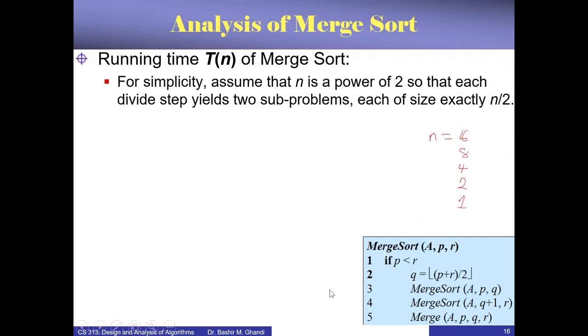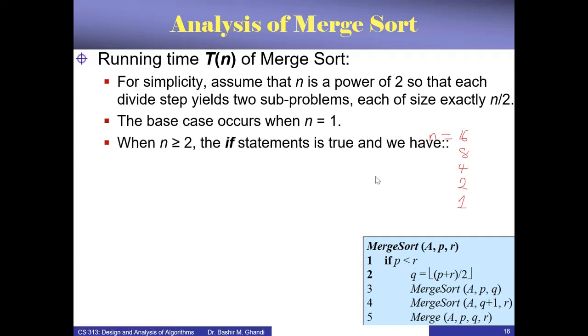So if you assume n to be a perfect power of 2, it doesn't matter whether it is a power of 2 or not. This is just to make the analysis a little easier. So the base case will occur when n is equal to 1. As you can see here, when we reach 1, definitely p will not be less than r. They will actually be equal. So that will be the base case, and the algorithm will actually just stop. In that case, there's nothing to do. The array is already sorted.